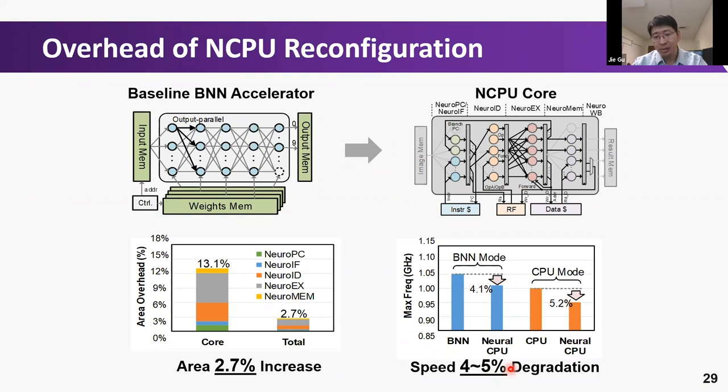But keep in mind that this small degradation still allows us to maintain the efficiency of our BN accelerator. So that's the area and also the speed.